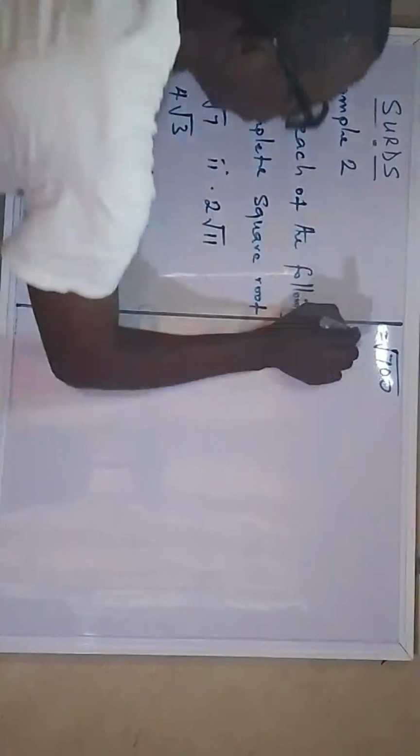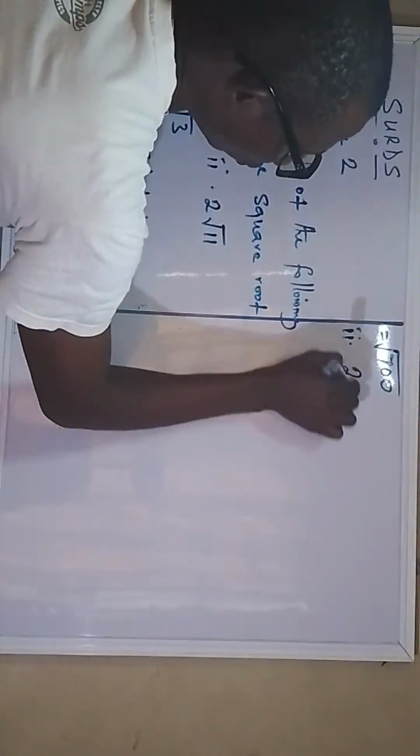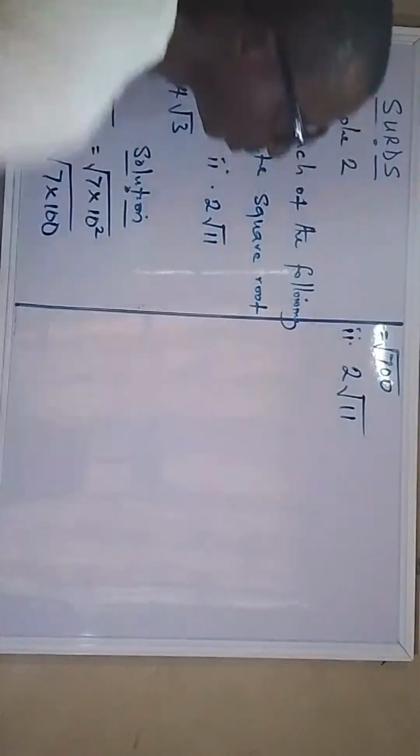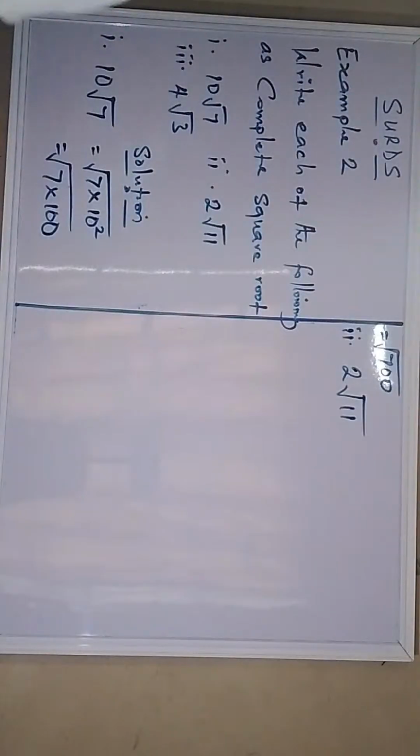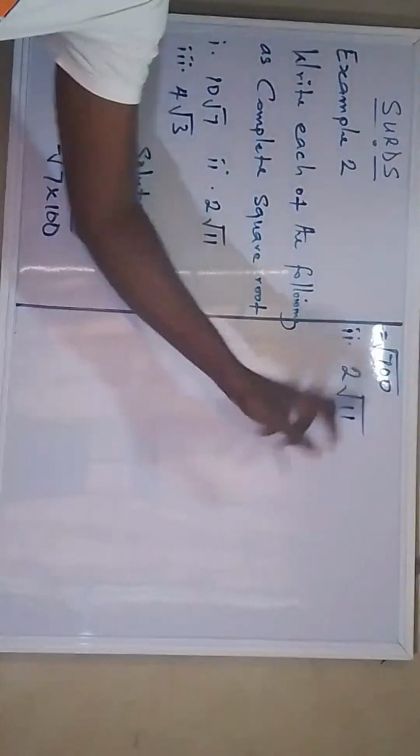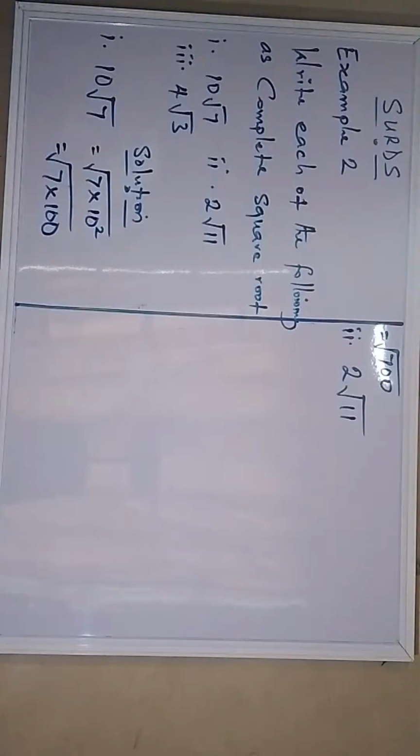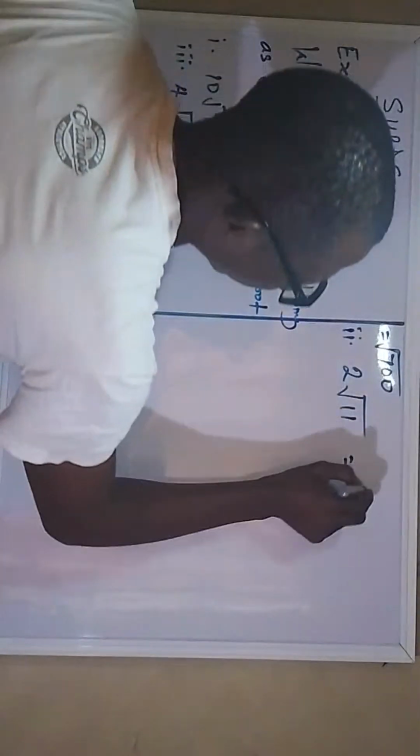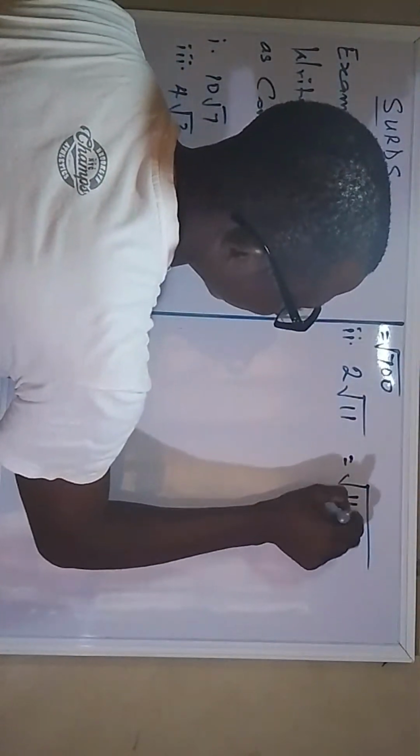Now let's look at the second one, 2 square root of 11. You know what to do now? This number comes in. It turns to what? 2 squared. So we have square root of 11 times 2 squared.